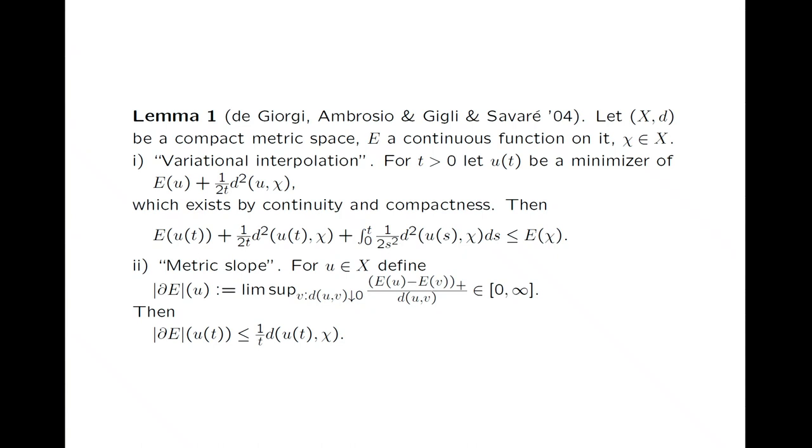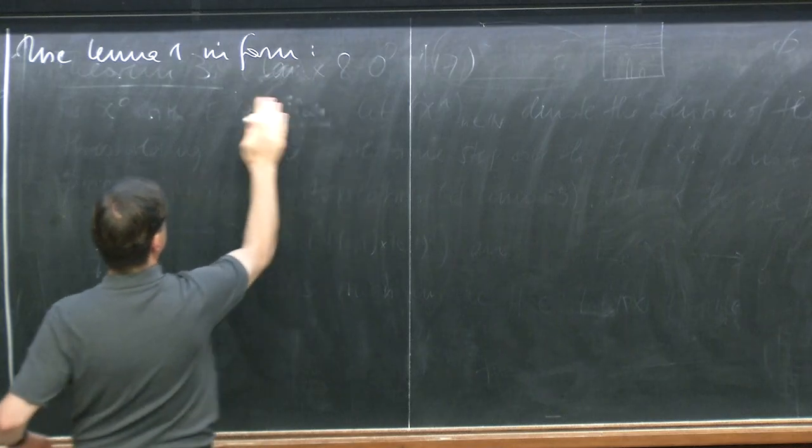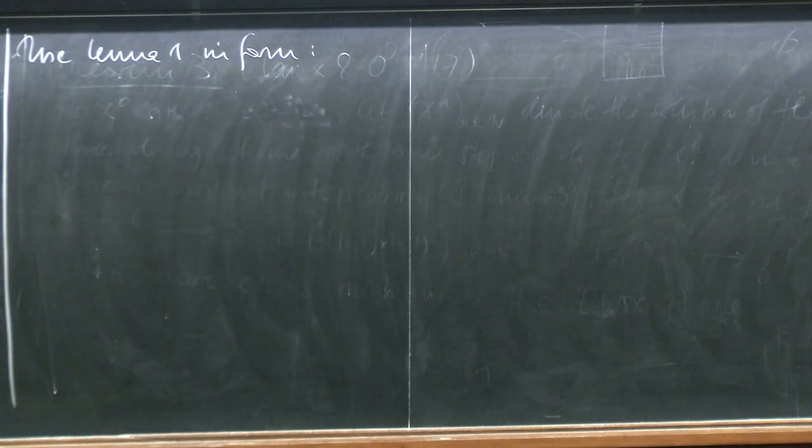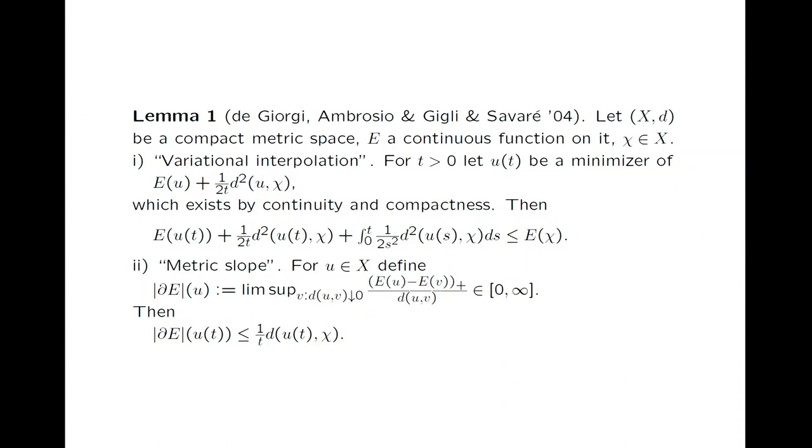So we use lemma 1 in the following form. It has these two parts. Here was the dissipation. In fact, typically it will be an identity. This dissipation identity, into which we plug in the metric slope, and now we plug this into both expressions.